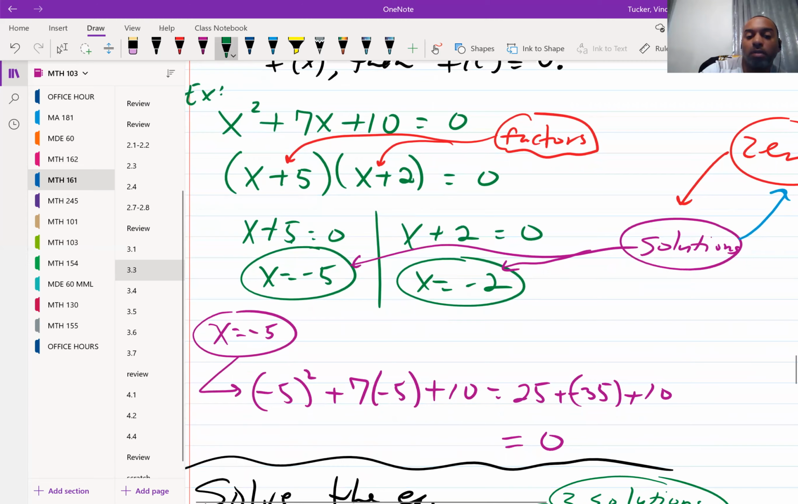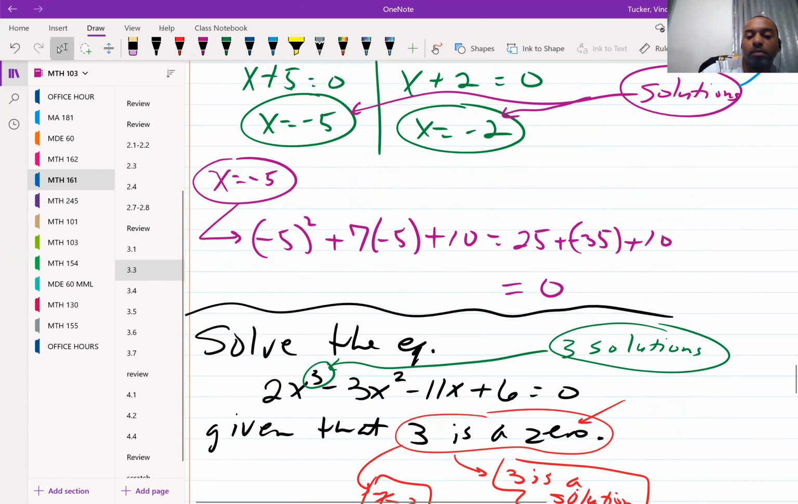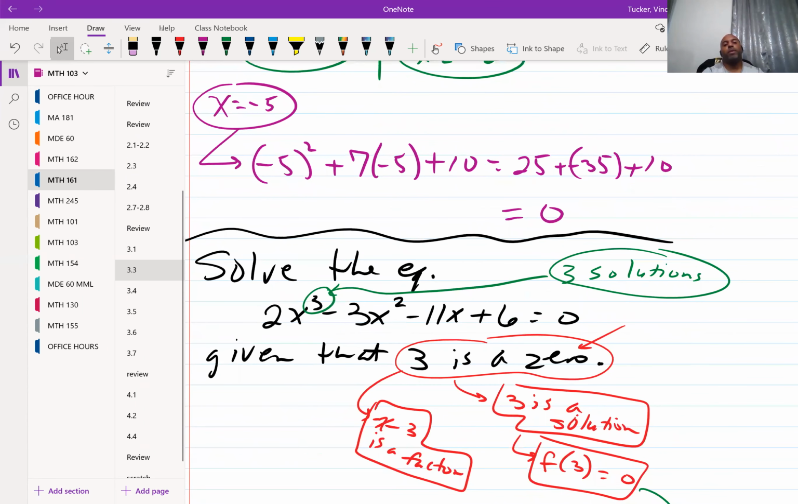All right, scroll up. All right, so here we have solved the equation. They give us 2x cubed minus 3x squared minus 11x plus 6 equal to 0. And then it says, given that 3 is a 0.